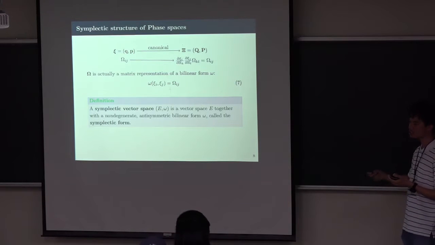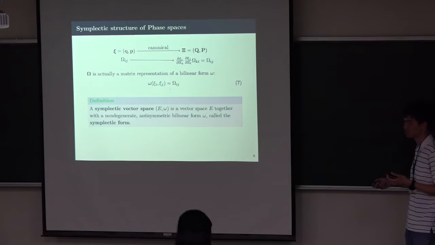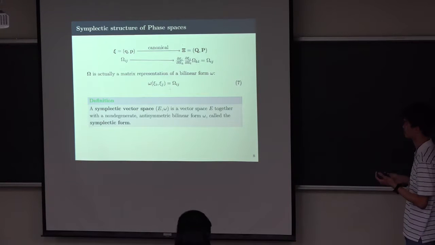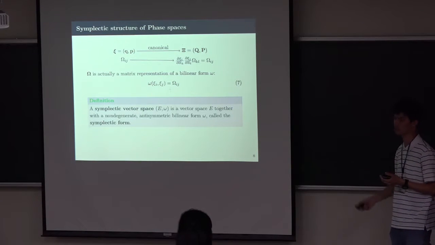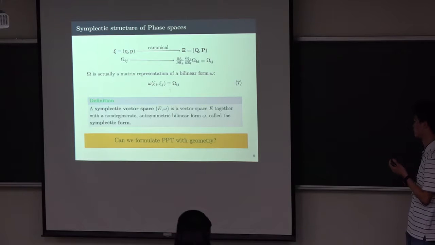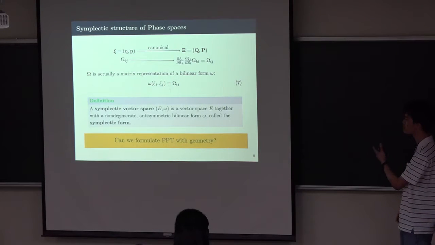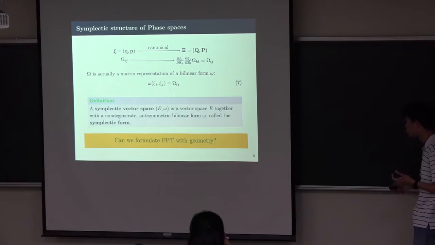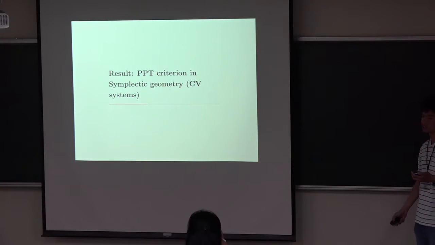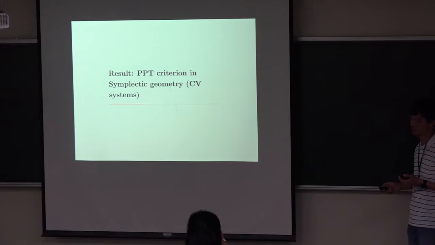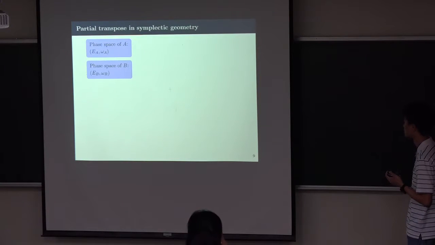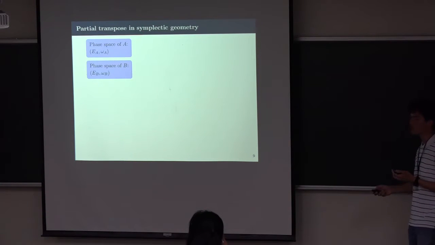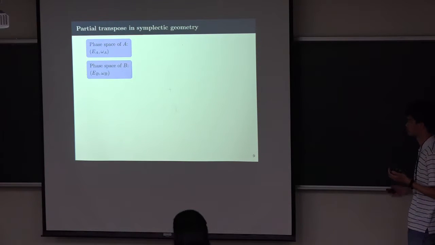So here, a continuous variable quantum system can be described by a phase space, and the phase space is a symplectic vector space. So this is our motivation. Can we formulate the PPT criterion using geometry rather than using coordinates? So here we begin the first part of our work. But we are working on a bipartite system, so we need two symplectic vector spaces, one for A and one for B.